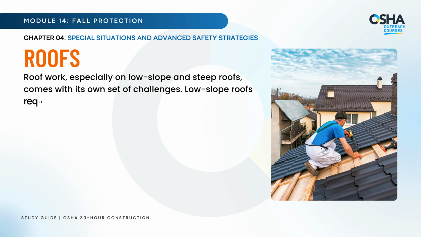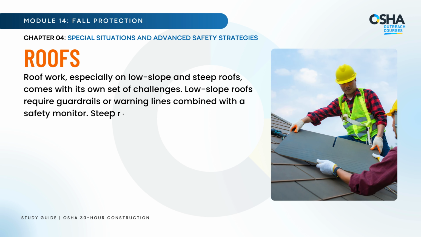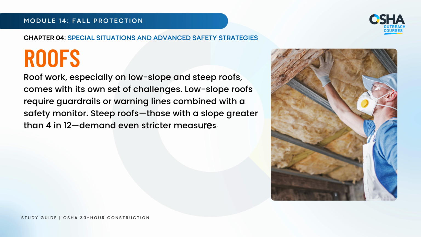Low-slope roofs require guardrails or warning lines combined with a safety monitor. Steep roofs, those with a slope greater than 4 and 12, demand even stricter measures, including guardrails with toe boards.